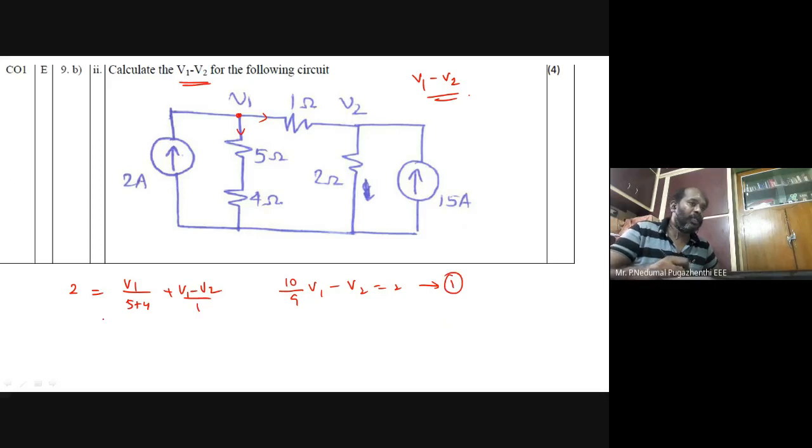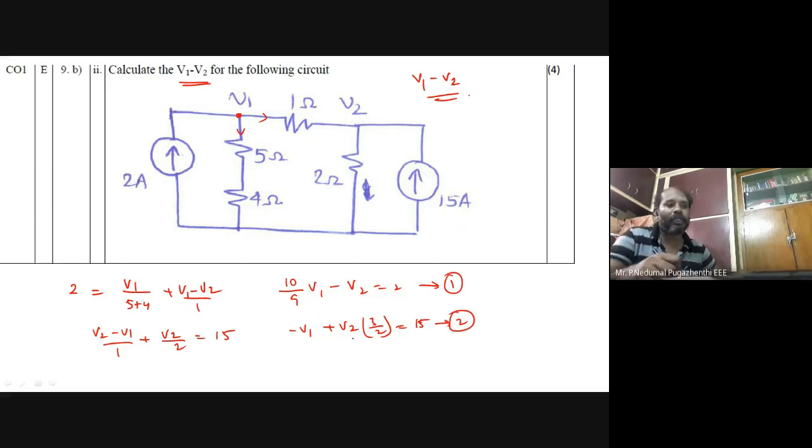And considering my V2, I will get V2 minus V1 by 1 plus V2 by 2 is equal to 15. So from this I will get minus V1 plus V2 into 3 by 2 is equal to plus 15. This is the second equation. Now use your calculators, and if you solve that, you will get V1 is equal to 27 and V2 is equal to 28.